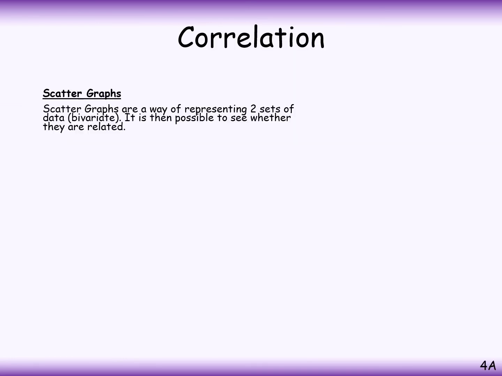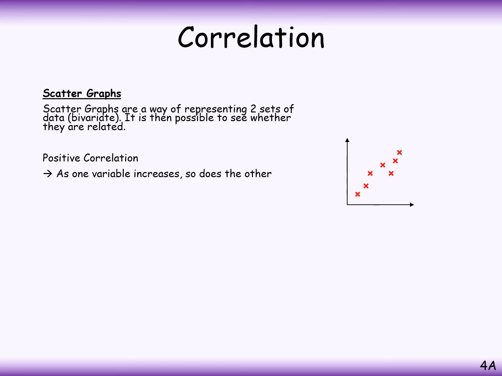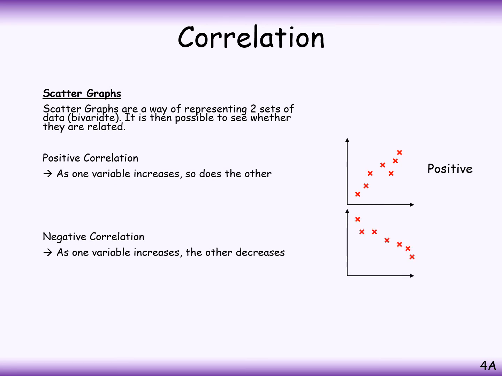Let's continue with this. So you all would have met scatter graphs at some stage. You did this very early on in your secondary school. And we know what positive correlation means. As one variable increases, so does the other, and it would look something like this. And negative correlation, as one variable increases, the other decreases, so it would look something like that.